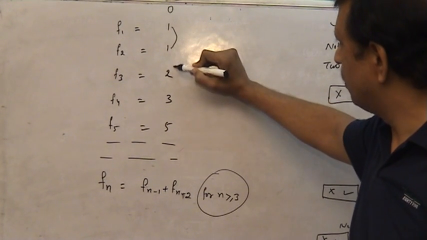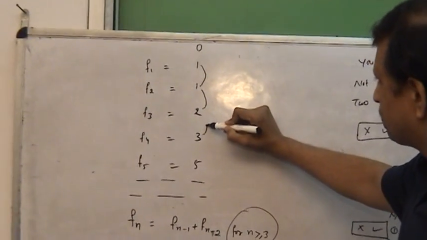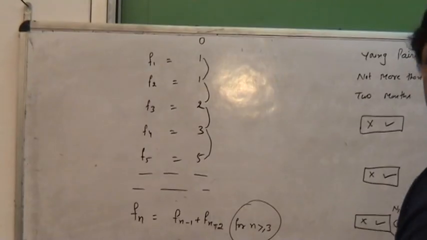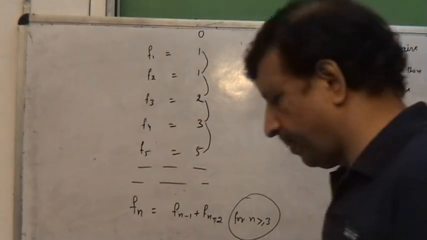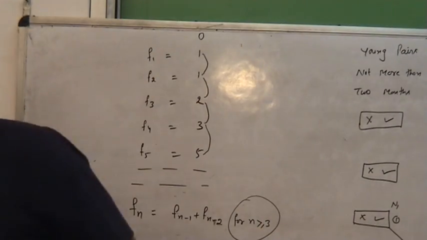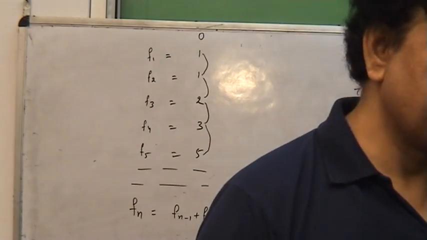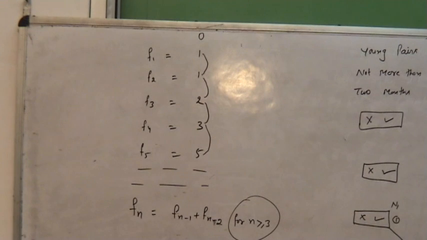1 plus 1, 2. 2 plus 1, 3. 3 plus 2, 5. And 5 plus 3, and so on, 8. These golden numbers are very close to nature. How? Let's give you some examples.